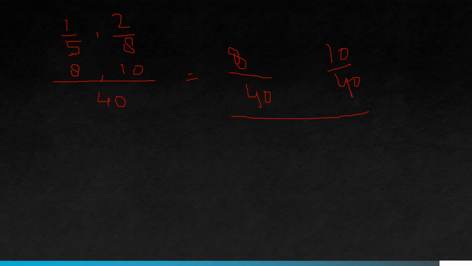10 upon 40, right? This is how you can calculate. This functionality is called comparing the fractions: comparing the like fractions and comparing the unlike fractions. This is how you can calculate by using the LCM and the HCF method.